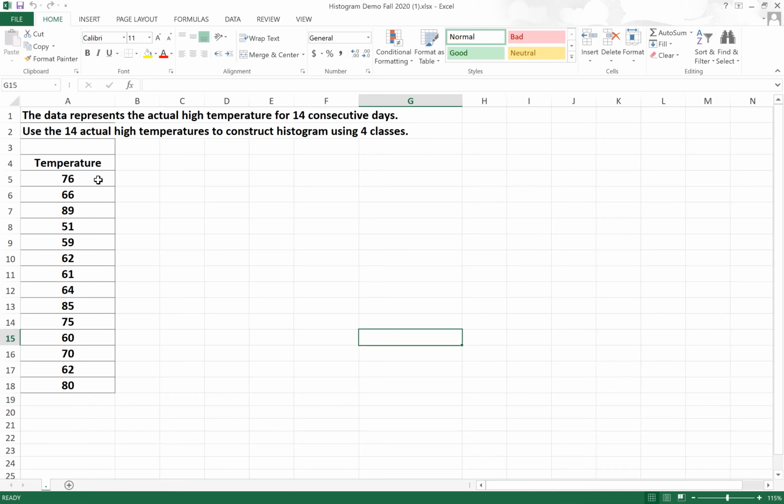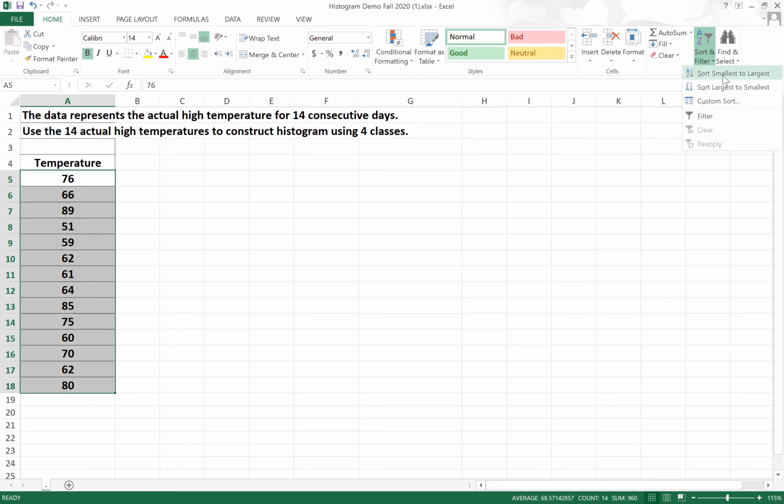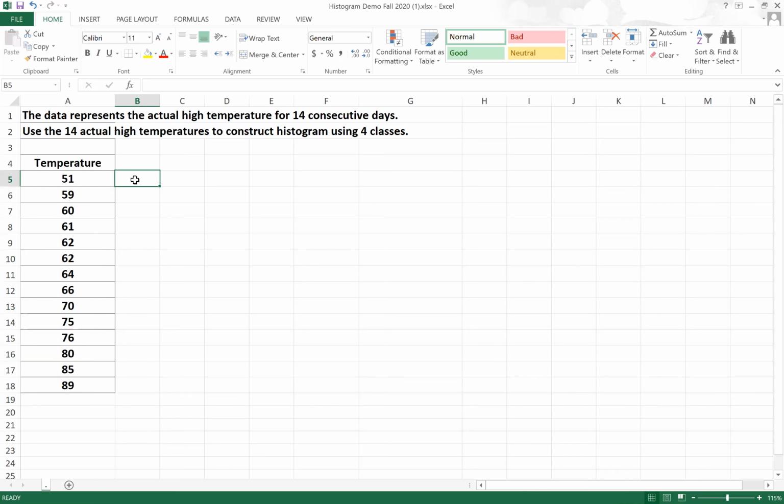So if you want, you can sort this data set and put it into increasing order. One more time: sort and filter, sort from smallest to largest. Now we have the data set arranged in increasing order, starting with the minimum value. This is the minimum value, and we also have a maximum value here. Try that yourself as well so you get more practice.